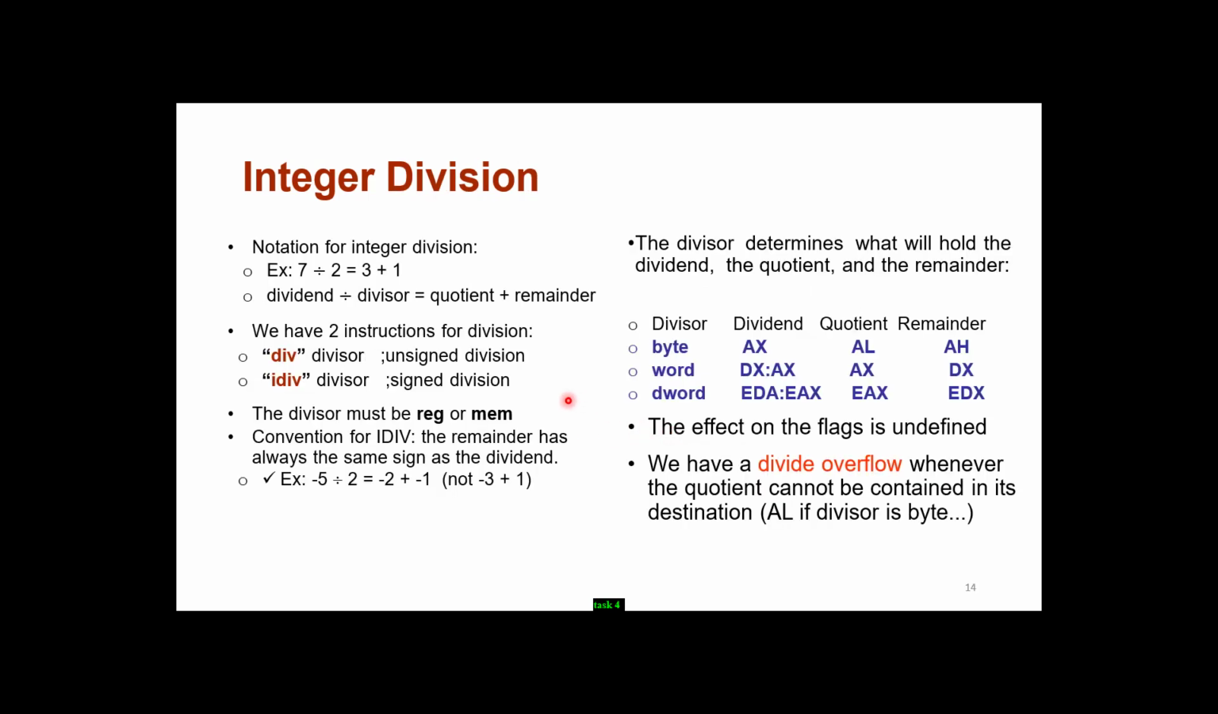So division is the same. If I divide 7 by 2, I'm going to get 3, and the remainder is 1. So if I say div the divisor, this means the divisor is a byte, which is, let's say, BX. The dividend, this is the numerator and the denominator. The dividend, it's the other way around. AX divided by the divisor. So this is the dividend, which is the numerator, and this is the denominator.